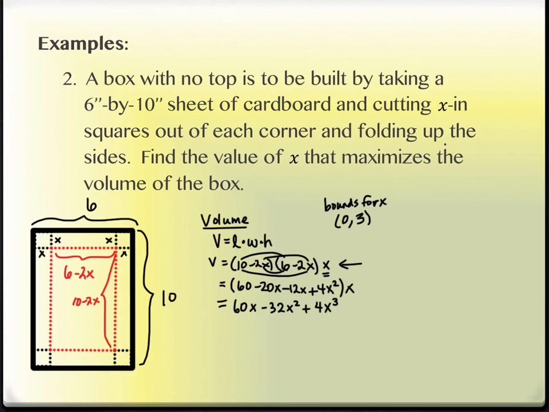Okay? And you know what? I'm pretty sure that at this point, all of you look at that and say, I can do that derivative. I like that one. No problem. So we're going to do that. We're going to take the derivative. So what's the derivative of 60x? 60. 32x squared. Negative 64x. And 4x cubed. 12x squared, right.